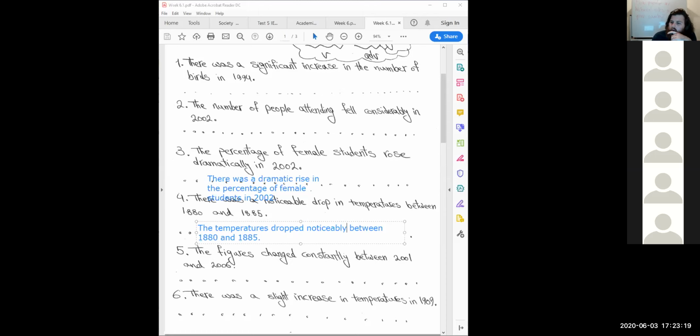Great. Could I get Nikki, could you actually read out the next one for me, number 5? Did I get you to do number 5 or was that someone else's? I think that was someone else's. Yeah, I'm doing number 5 and 6. Yep. The figures change constantly between 2001 and 2006. Yep. And how would I say that? The figure constantly, no, hang on, what was it? I can't remember. Yeah, there was a constant change in figures between 2001 and 2006.